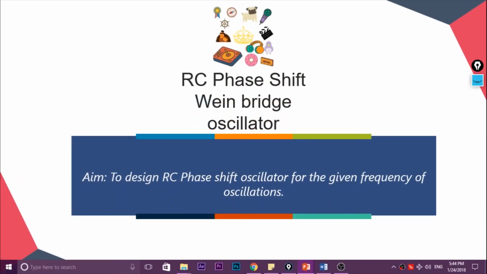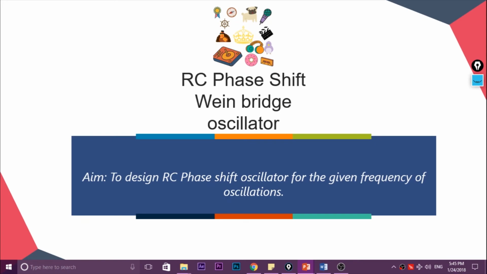In this video, we are going to discuss the RC phase shift and Wien bridge oscillators. In this video, I will be covering the RC phase shift oscillator. In the next video, you will see the Wien bridge oscillator. So here, let's take this RC phase shift oscillator, which is a lab experiment for 4th semester ECE students.